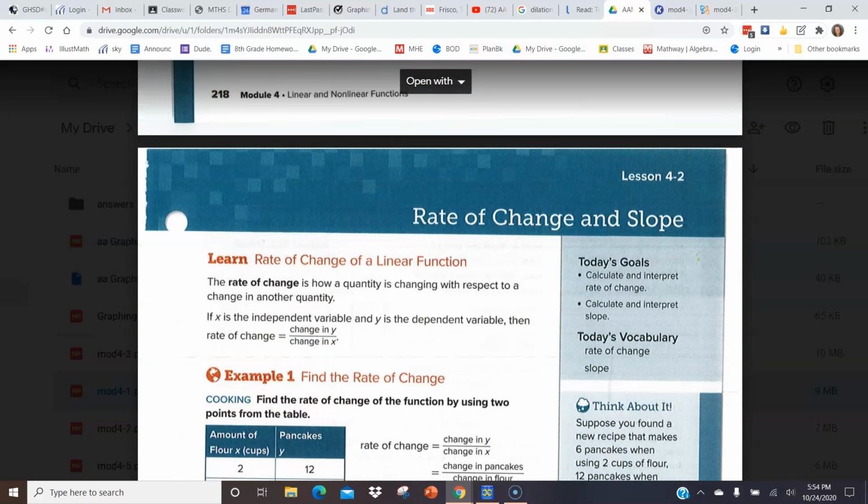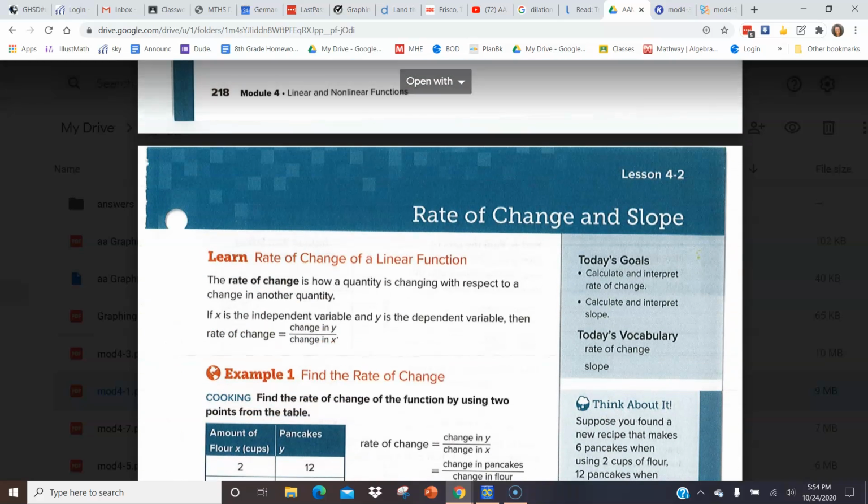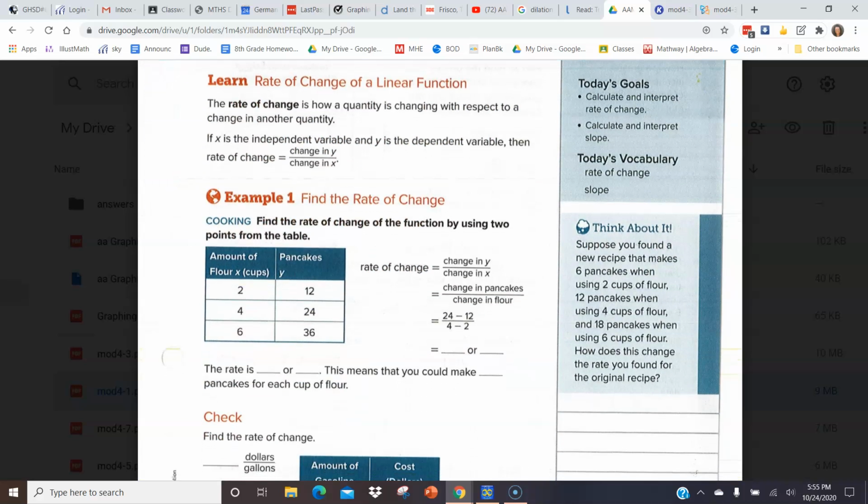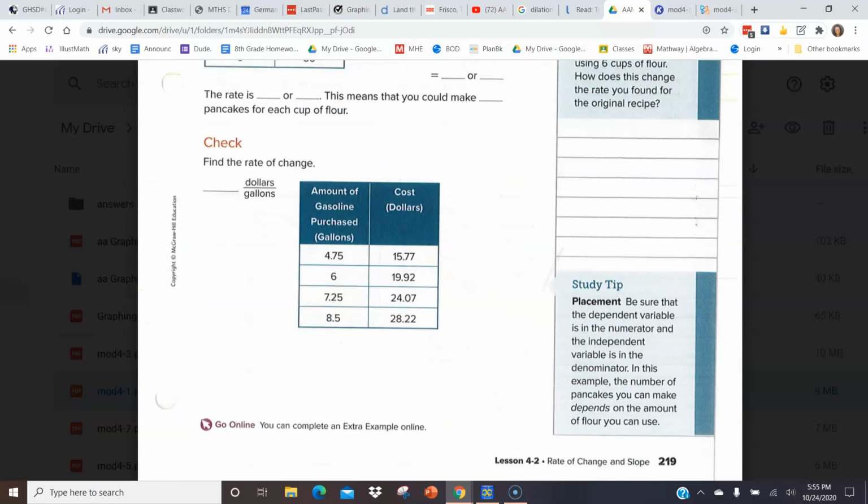Then we talked about in 4-2 the rate of change and slope. Rate of change is the way that the graph is slanted. Is it up and right? Is it going positive or is it negative? The rate of change is the ratio between the y value and the x value. So oftentimes when we talk about rate of change, this is going to be a fraction or a ratio.